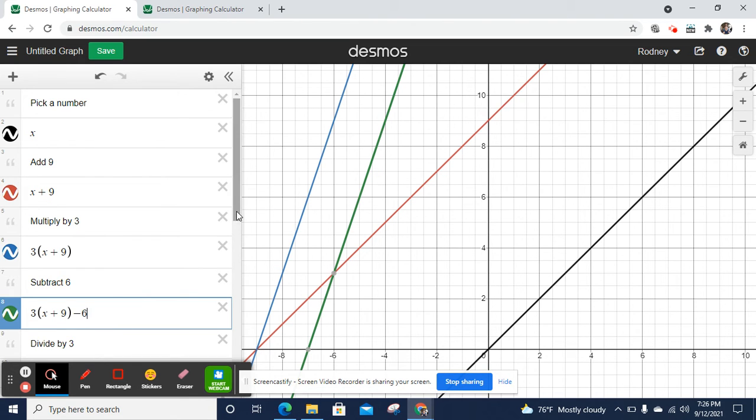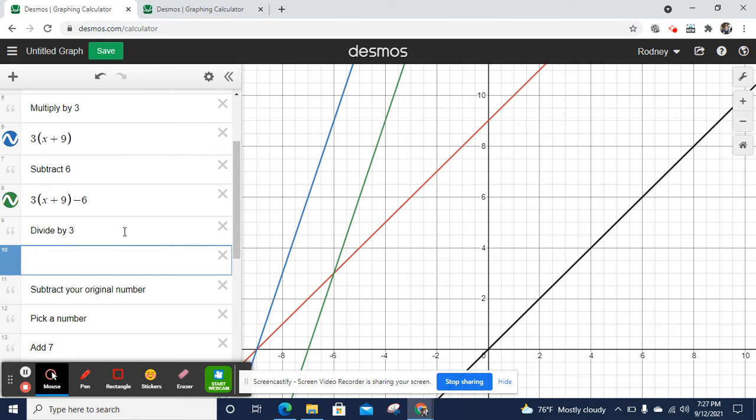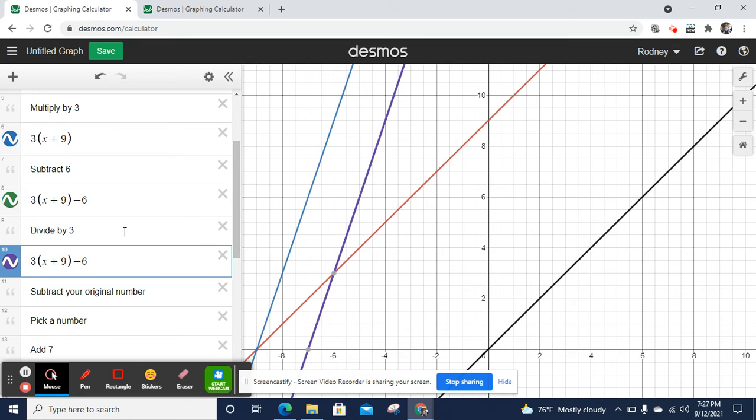Okay, now I'm going to copy paste that. Control A, Control C, click here, and then I hit enter, and it gives me the default setting, which is an expression. I can Control V to paste it, and I'm going to divide by 3.